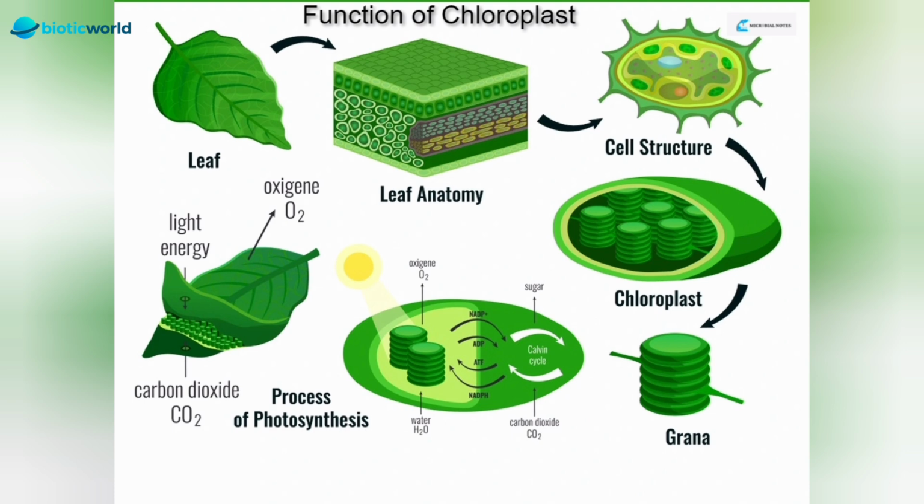Next, we have the Calvin cycle, or the light independent reactions. In the stroma, ATP and NADPH power the Calvin cycle, where carbon dioxide is fixed into glucose. This glucose can be used immediately for energy or stored as starch for later.